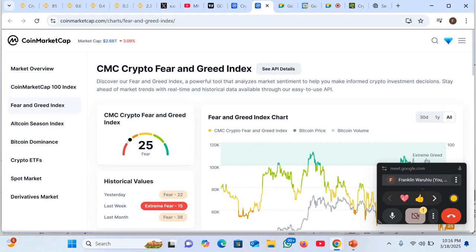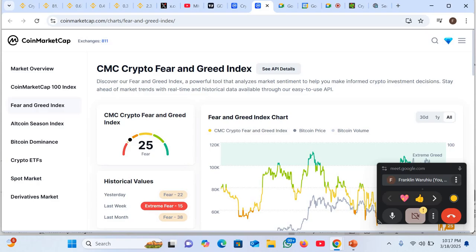I've already covered the CoinMarketCap 100 index. I simply said that it includes the top 100 cryptocurrencies, and they are put in one index just to try and measure the performance of the cryptocurrency market. So when we are talking about the fear and greed index, you can see that the fear and greed index today is at 25.